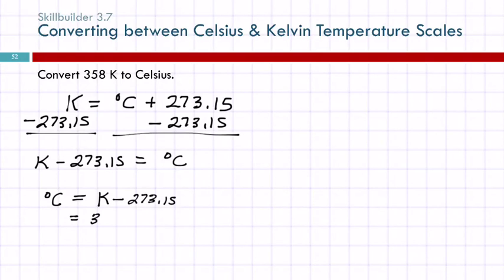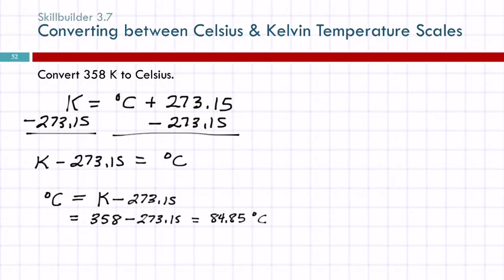So now I'm going to plug in 358 Kelvin for my Kelvin temperature. I'm going to subtract 273.15. And my calculator shows me 84.85, and the unit then would be degrees Celsius. Now, any questions about the math part?